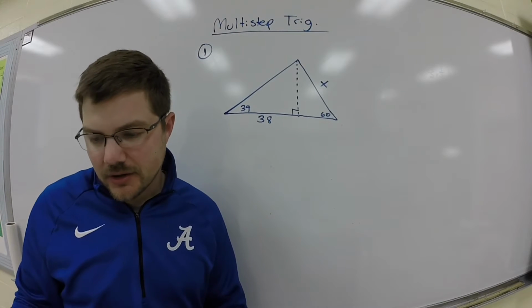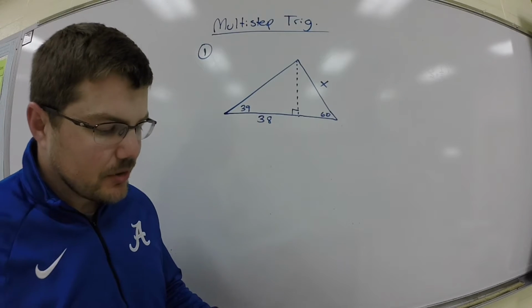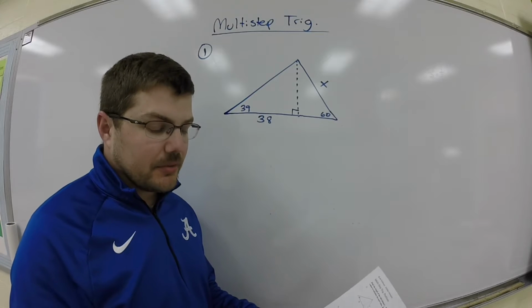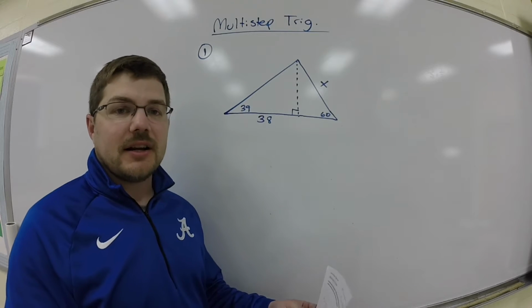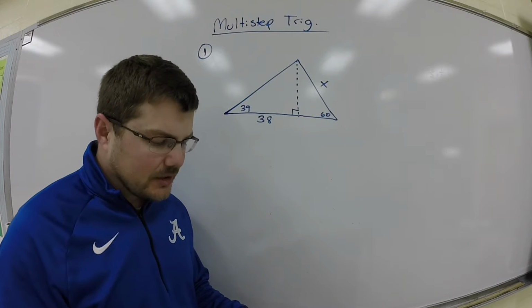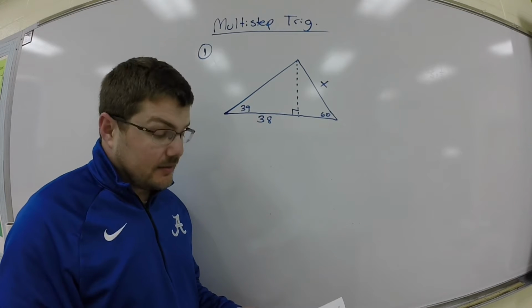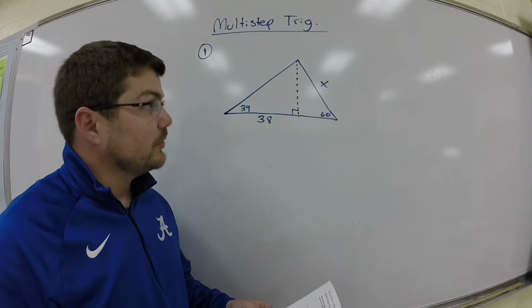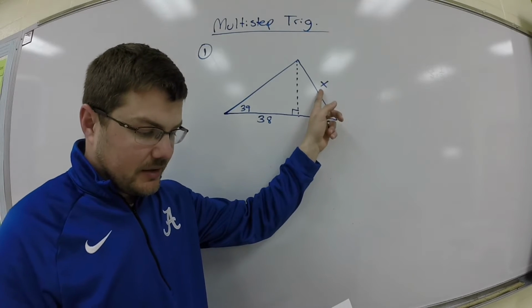Alright class, today we're going to look at your multi-step trig problems worksheet, and I'm going to work through a couple of these. I want you to show your work like I showed on the board for each of these problems. So we'll look at number 1. It says find the length of the side labeled x.